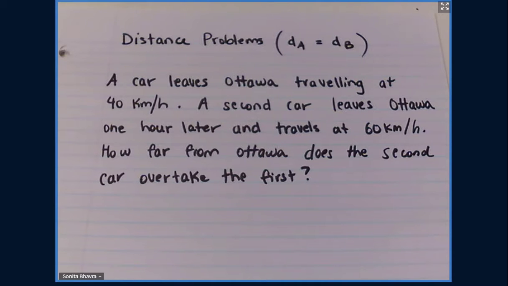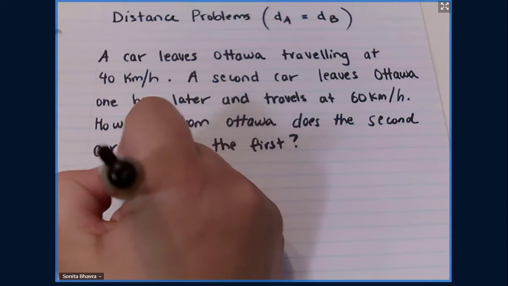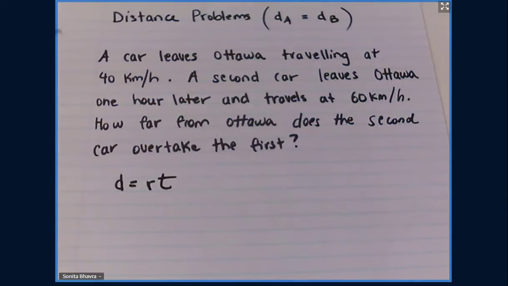All right, and just a quick recall that distance is equal to rate multiplied by time. So R times T. R is our rate or our speed. And usually these examples are in kilometers per hour. Therefore, our time will be in hours and our distance will be in kilometers.